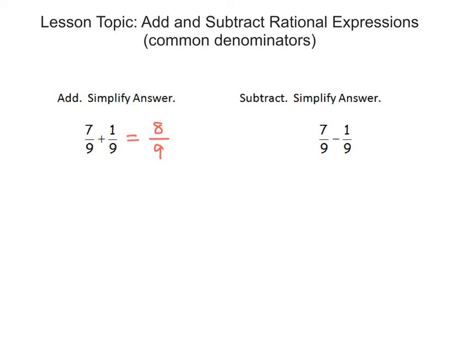So similarly over here, if we're subtracting, we do the same thing. Again, we need to have common denominators, which we do, and we can just leave the 9 as a 9. And then 7 minus 1 is 6. And 6/9 can be simplified because both 6 and 9 are divisible by 3. So if I divide this by 3, I get 2. And if I divide this by 3, I get 3. So our final answer on this one would be 2/3. Notice this one could not be simplified.